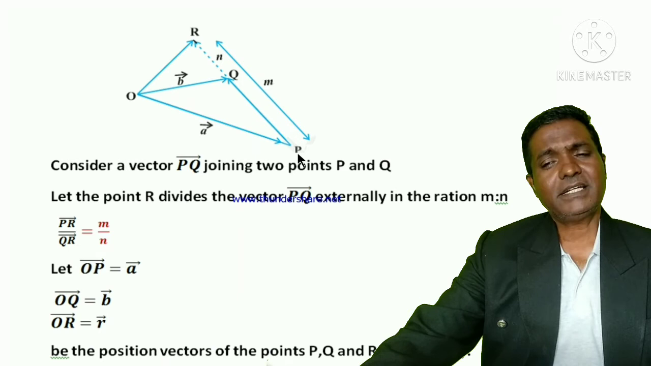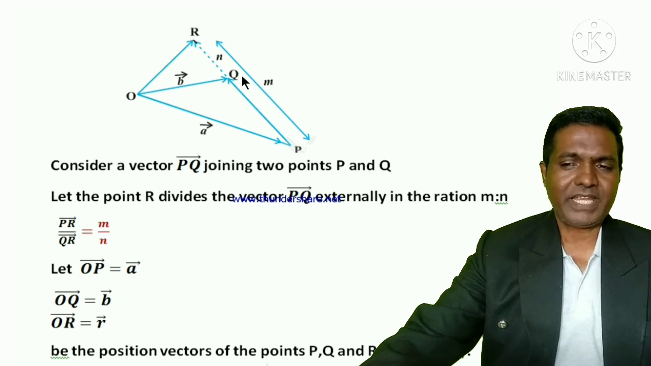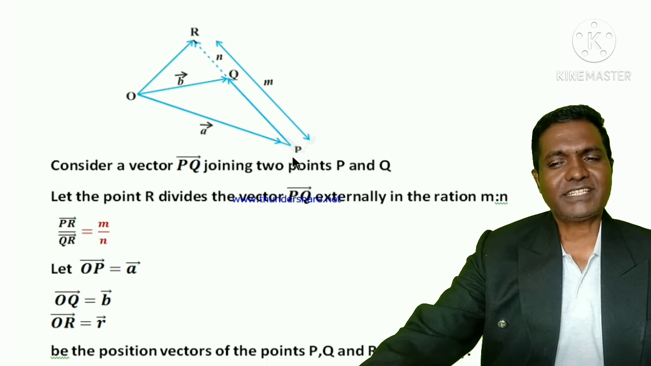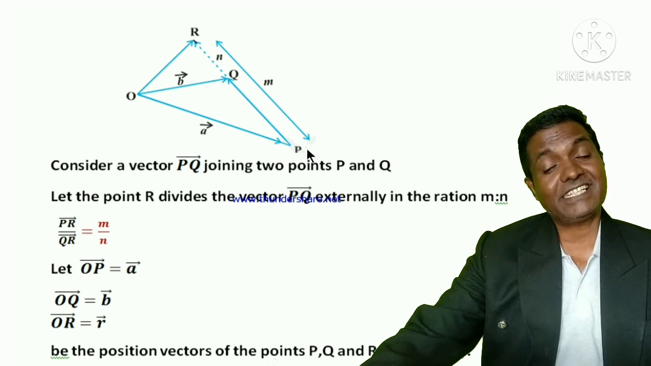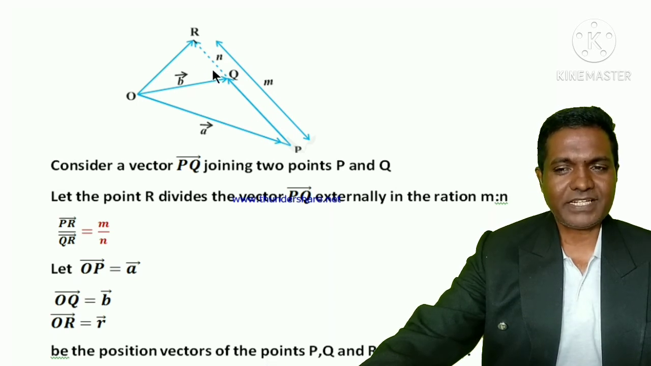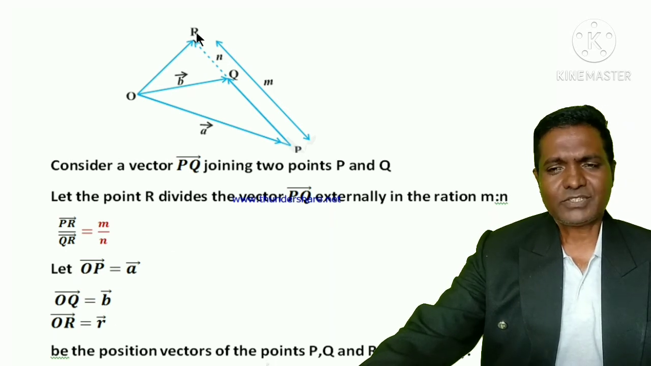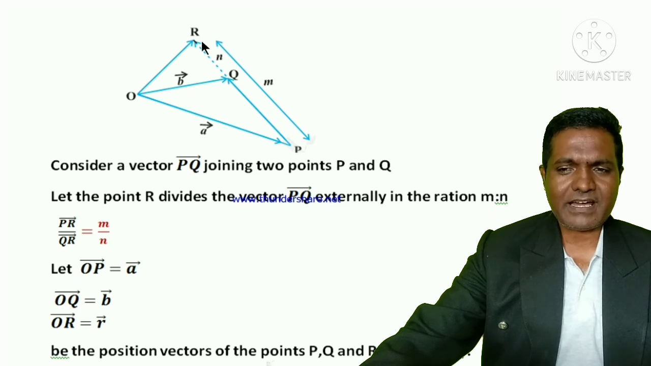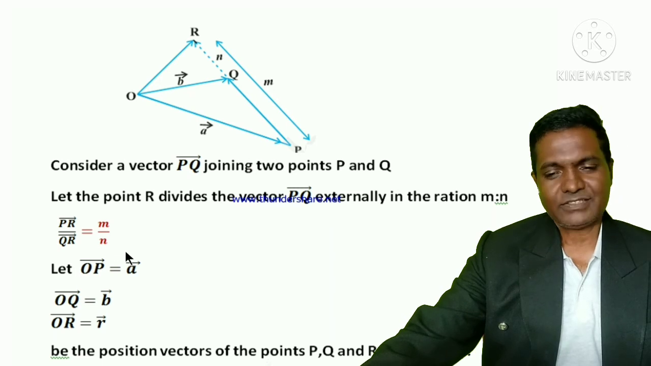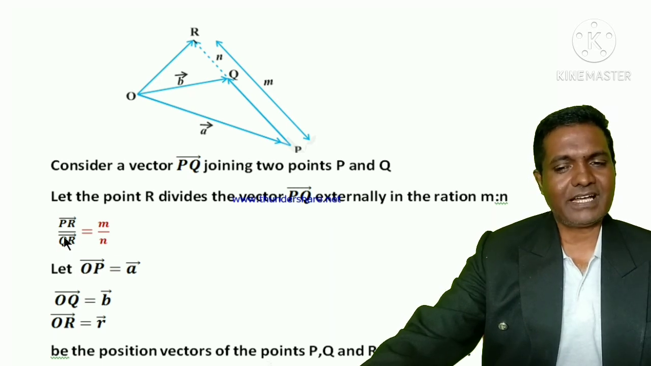So here consider a vector joining two points P and Q with their position vectors A and B. There is a point R which is dividing this vector PQ externally in the ratio m is to n, meaning from here to here it is m and from here to here it is n. Our intention is to find OR. So R is the point such that vector PR by vector QR is equal to m by n. So now we have to find what PR and QR are.